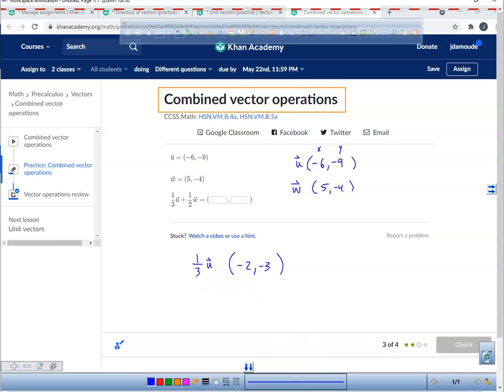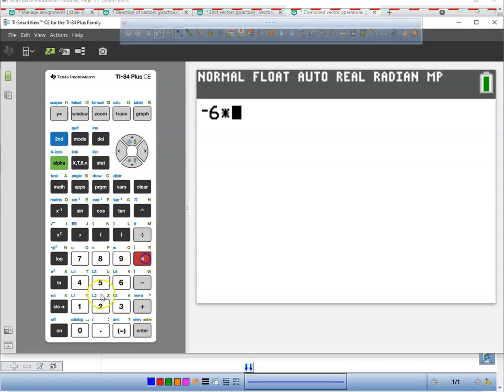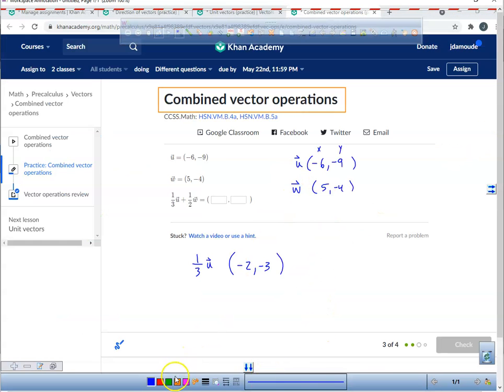Now, if you're not sure what I just did there, all I did was take -6 and multiply it by a third. That's how I got the -2. All right. Over here we have vector w, and what is it saying to do with vector w? Take half of vector w. So what is half of vector w? So 5 over 2, or 2.5, and -2.